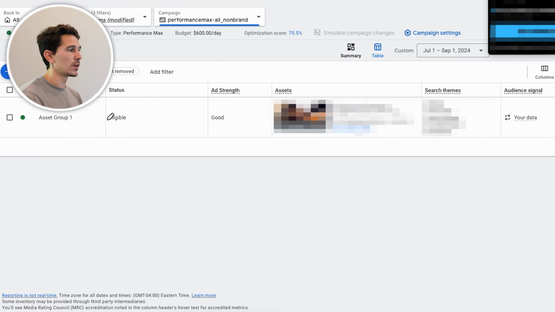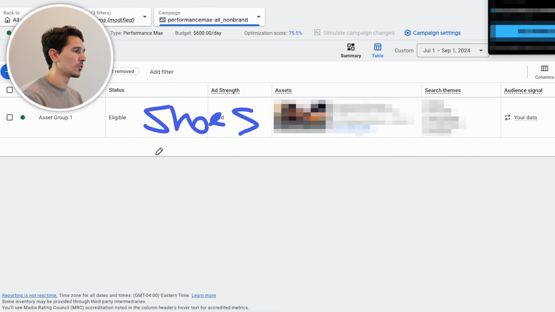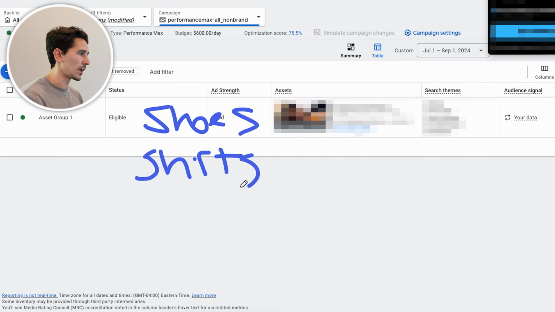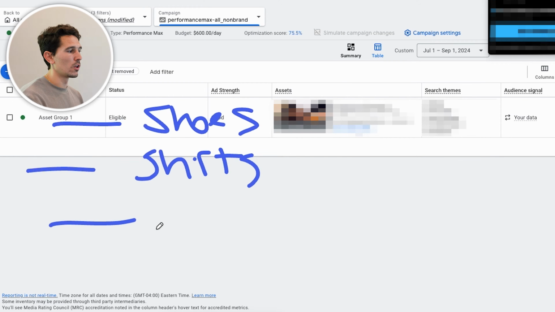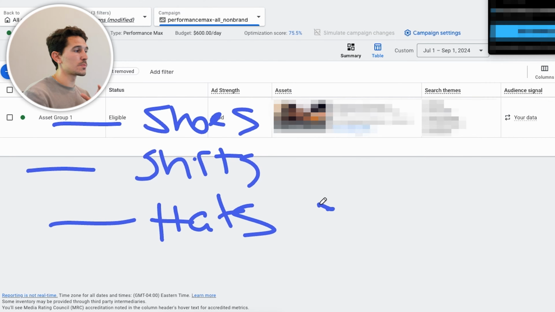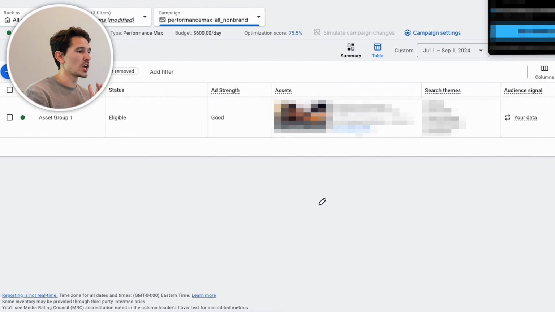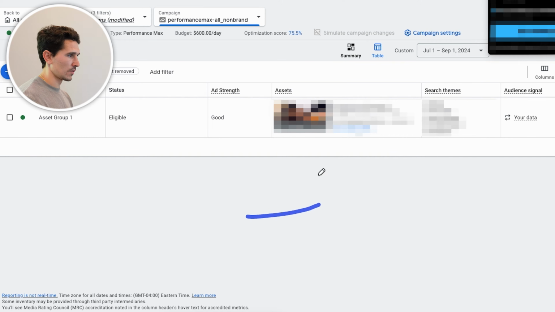For example, in this asset group, you could have all your shoes. In this asset group, you could have all your shirts. In this asset group, the final one, let's just pretend, you could have all of your hats, right? And if you set things up in this way, you at least know where your money is best spent. So it's a strategy I always recommend. It's something I constantly recommend to people.